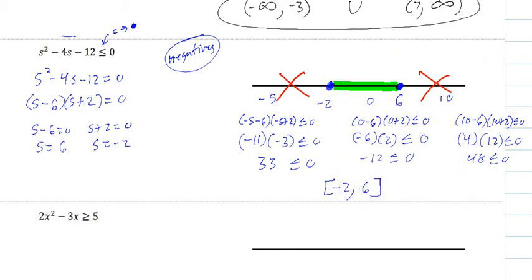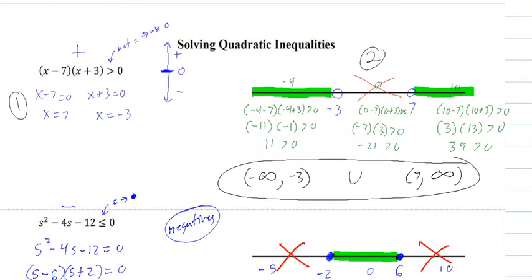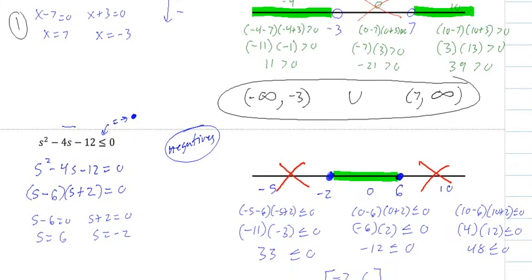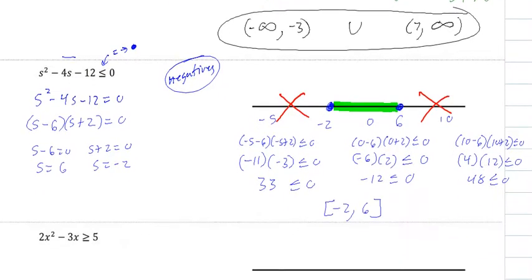And that's it. So again, you factor to find out when it equals 0. And if it's not 0, that means it's positive or negative. And if it's positive or negative, whichever one answers our inequality, then that's the region we shade.